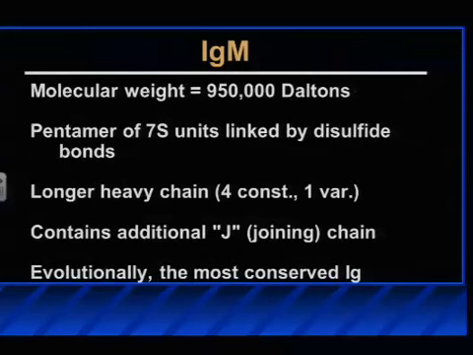Now, the second immunoglobulin is IgM. As you can see, IgM is much larger than IgG because in general, it occurs as a pentamer of 5 different basic units of immunoglobulin linked by disulfide bonds. Now, evolutionarily, it is the most conserved immunoglobulin. It's a primordial immunoglobulin.